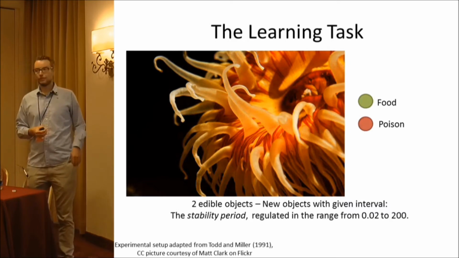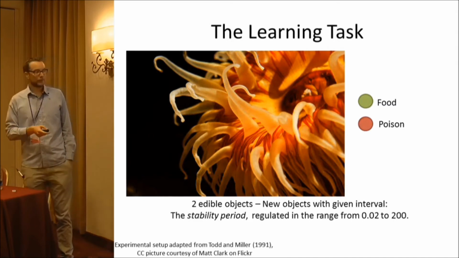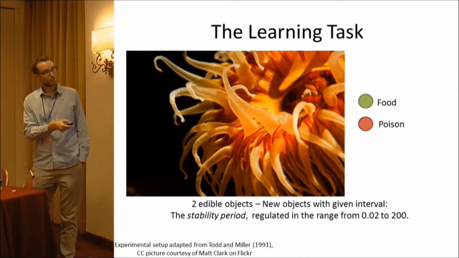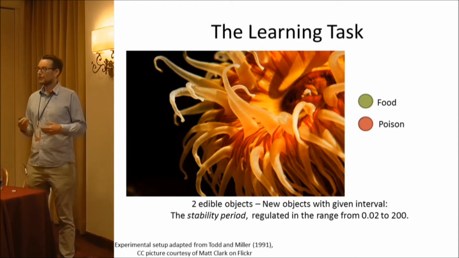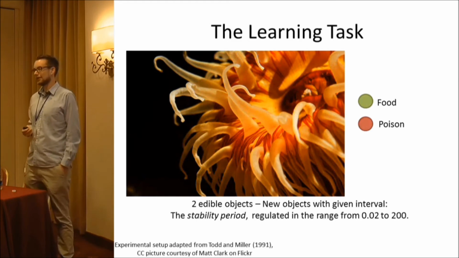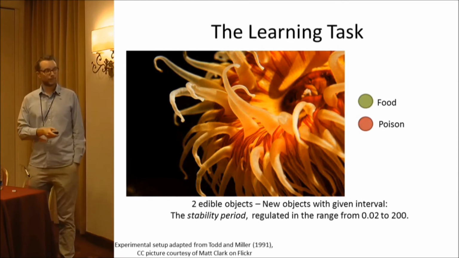And this allows us to have a very simple setup where we can adapt just one parameter to say how big is the variability in the environment, so how big is the change rate in the environment. And this parameter I call the stability period, and I regulate it from 0.02 to 200. 200 in this case means there are 200 generations between each environmental change. And for me, I use 200 generations of evolution. That means that the environment was the same throughout evolution.